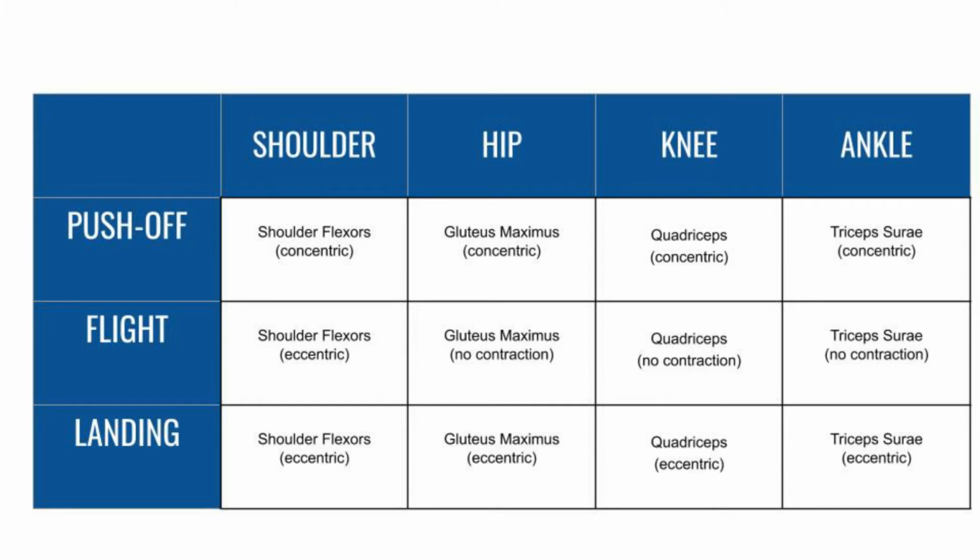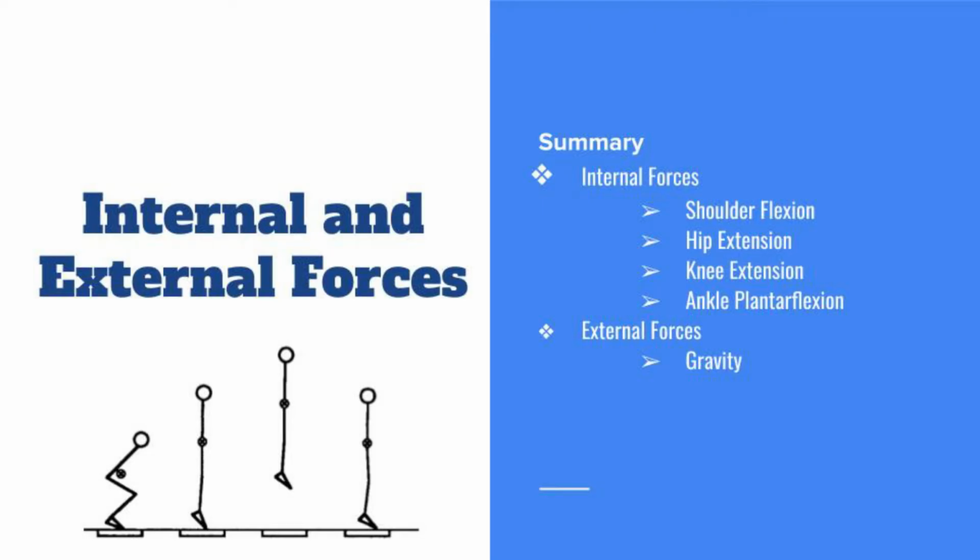Lastly, during the landing phase, the muscles eccentrically contract to counteract the body's downward momentum, which is caused by gravity. To summarize, the internal forces in vertical jump movement come from shoulder flexion, hip extension, knee extension, and ankle plantar flexion, whereas the body in this movement counteracts the external force of gravity.